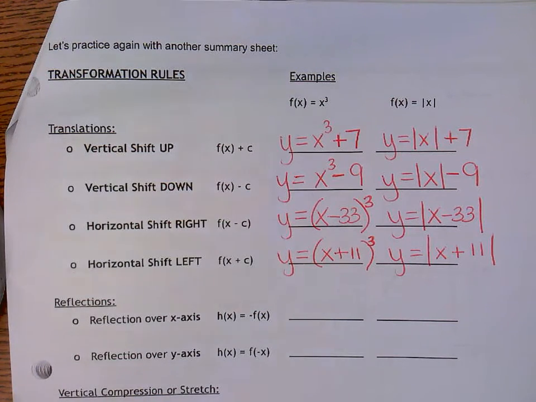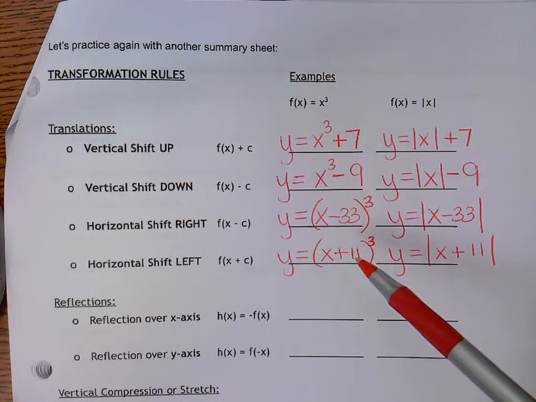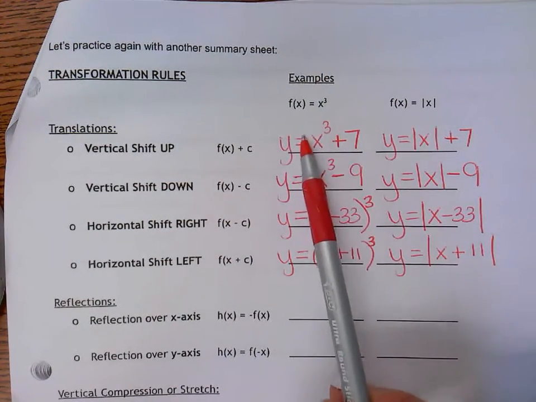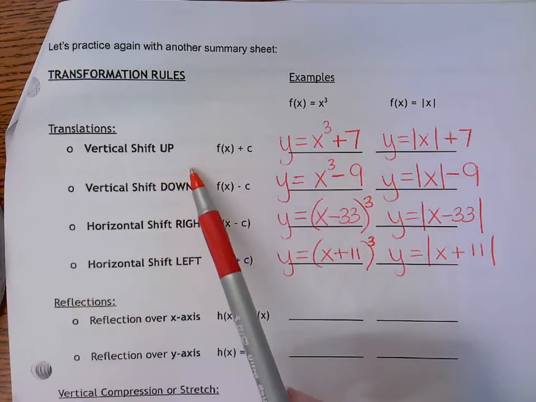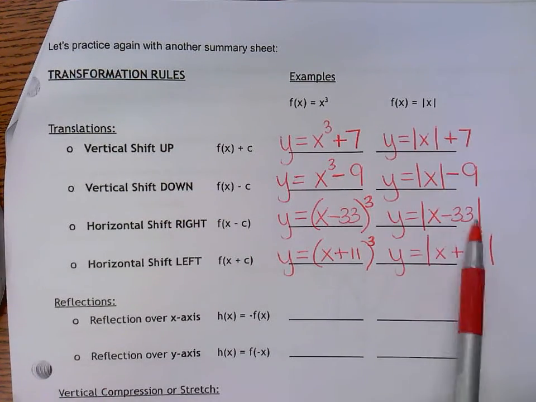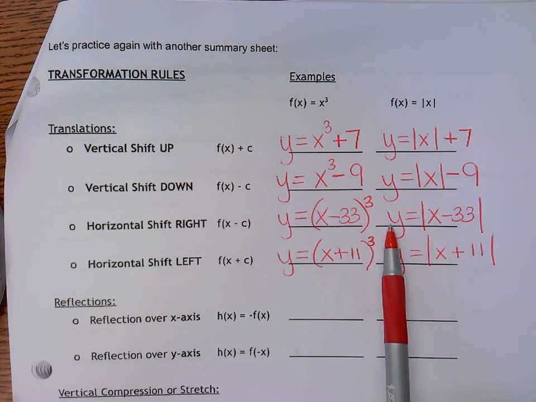So if you are a flashcard person, to me, this lends itself to flashcards. On one side of the flashcard, you would write this function down, and on the back side, you would write the words like up 7. Or you would write this function down on the front side of a flashcard, and on the back side, you would write right 33. So there's 8 transformation rules to memorize. You need to have them memorized.